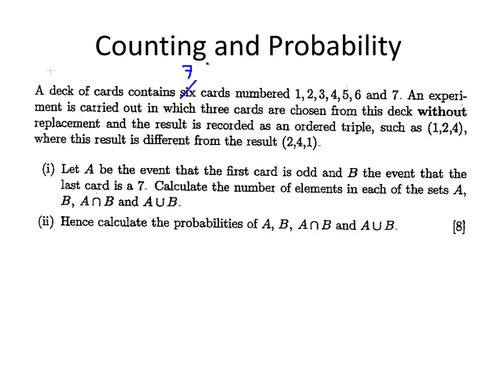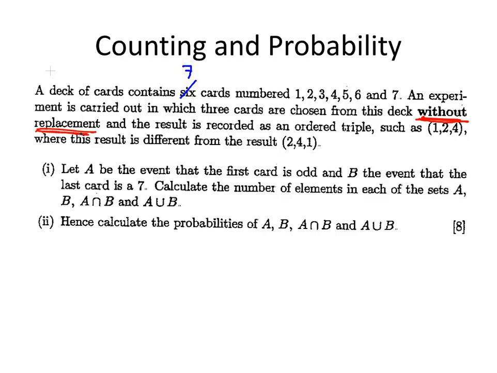An experiment is carried out in which 3 cards are chosen from this deck without replacement. So just draw your attention to that there. Something that's worth underlining: without replacement. And the result is recorded as an ordered triple. For example, 1, 2, 4, which would be a different result from 2, 4, and 1.